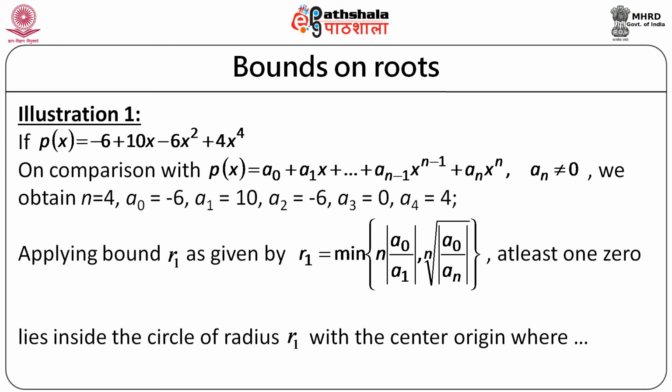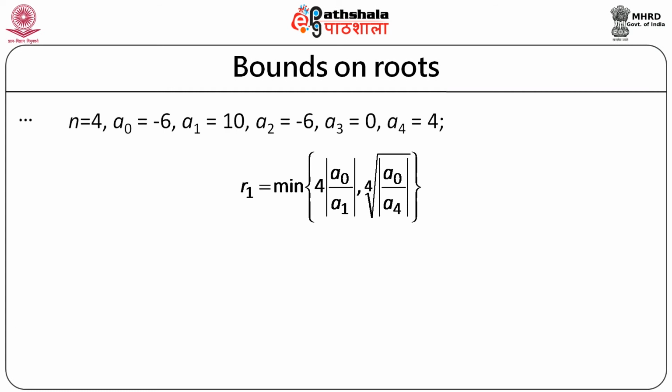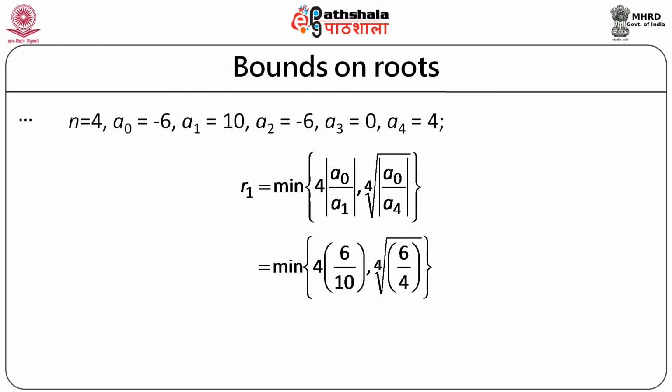Let us apply our bound formulas. So, r1 we know is given by the minimum of n times the absolute value of a0 by a1, and the nth root of the absolute value of a0 by an. Here n is equal to 4. So, let us substitute: r1 is the minimum of 4 times the absolute value of a0 by a1, and the 4th root of the absolute value of a0 by a4. Now, let us substitute a0 as minus 6, a1 as 10, and the absolute value gives 6 by 10, 4 into 6 by 10, and the other term is a0 by a4, that is minus 6 by 4, the absolute value gives 6 by 4, and the 4th root of that.